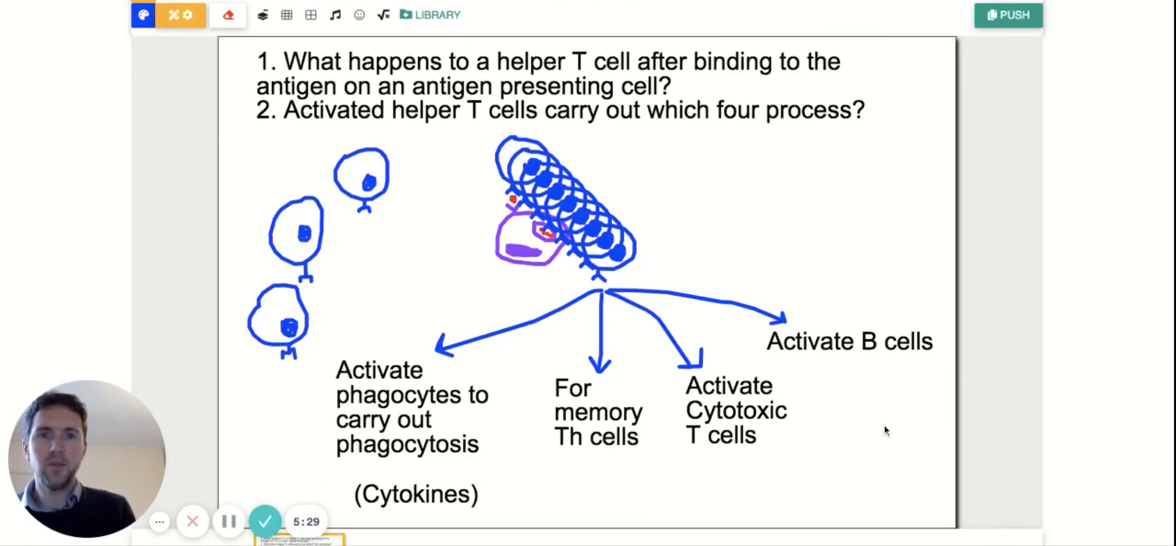So that's it, a summary of helper T cells and their function and what they do. In the next video, we'll deal with the other cells involved in cellular immunity. They are cytotoxic T cells.